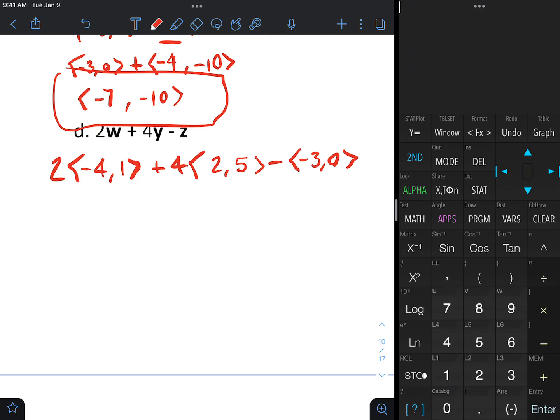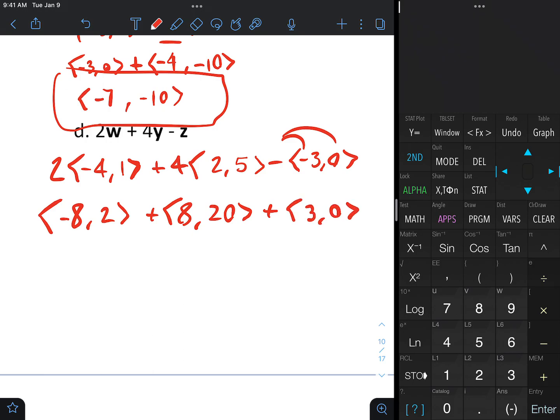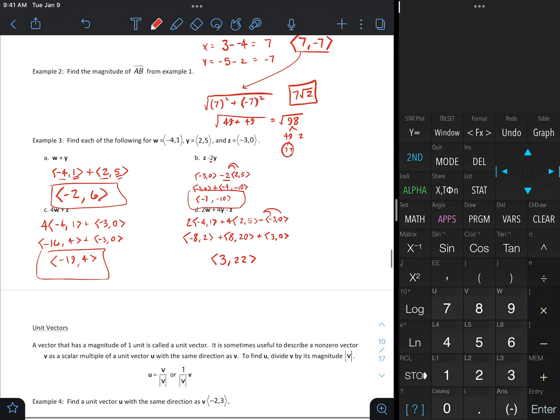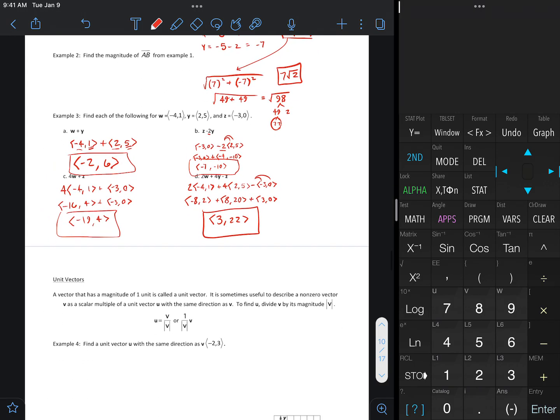All right, so let's see here. This becomes negative 8, and then 2. Next one will be 8, 20. And then I'm going to go ahead and distribute the negative part here and change this to addition, so I don't have to do as much thinking, and that would become positive 3, 0. And then just combine them up. Negative 8 and then plus 8 cancels, and add 3 to that. You should have 3. Got 2 and then 20, comes out to 22. So pretty straightforward there on those. Nothing too bad. You just add them up.